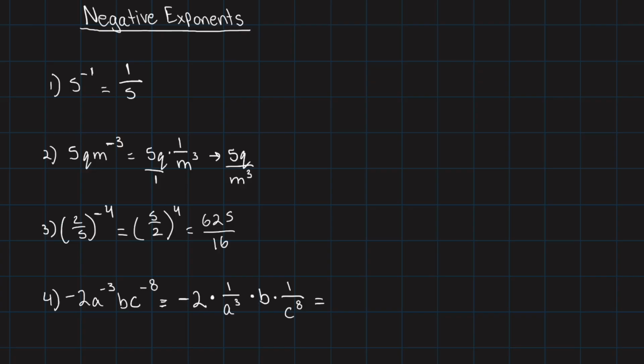So negative 2 times 1, let me just draw a line here for the numerator and denominator. We have negative 2 times 1, write this here, and then on the bottom we have a cubed. And then we have times b times 1, and then over c to the power of 8, and then this just becomes negative 2b over a cubed c to the power of 8.